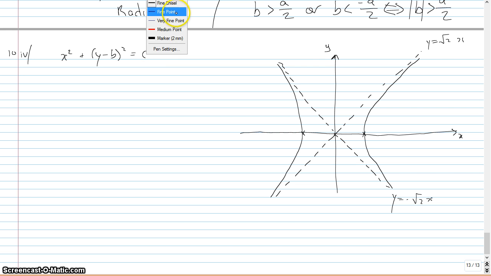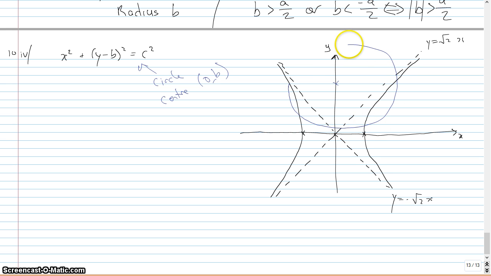That means that when I draw this graph, this is a circle, right? And its center is 0, b. So up here somewhere. And it has 2 points of intersection. So this is the interesting part, right? If I draw the circle too big, then I'm going to end up with 4 points of intersection. But if I draw it too small, I'll end up with no points of intersection. So I need to draw it somewhere in between those two.